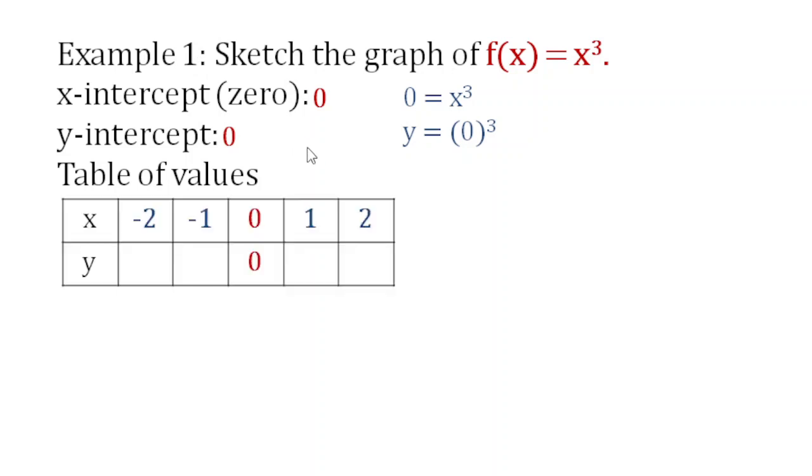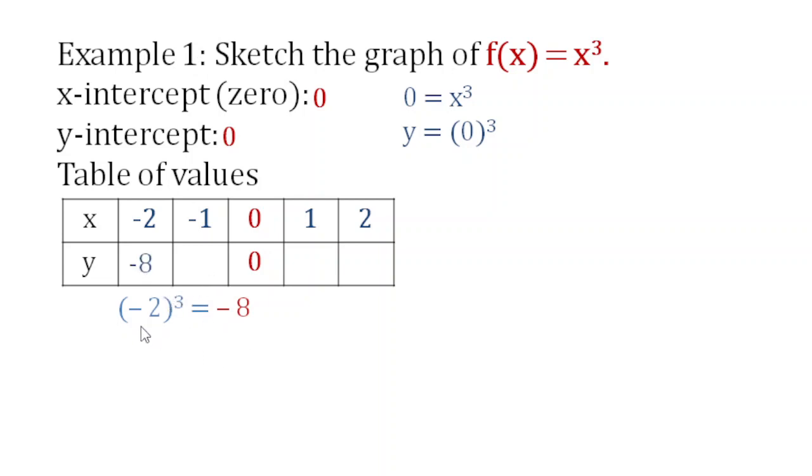Now the table of values. So we place the x and the y-intercepts in the middle, and we will assign numbers on the left as well as on the right. Now we are going to find the value of y when x is negative 2, meaning to say we plug in negative 2 for x. So negative 2 cubed is negative 8.